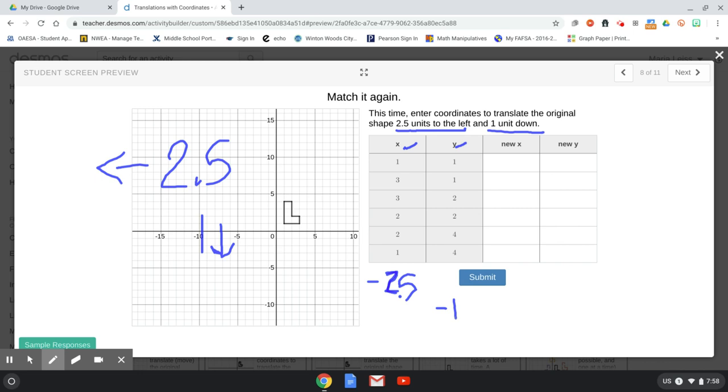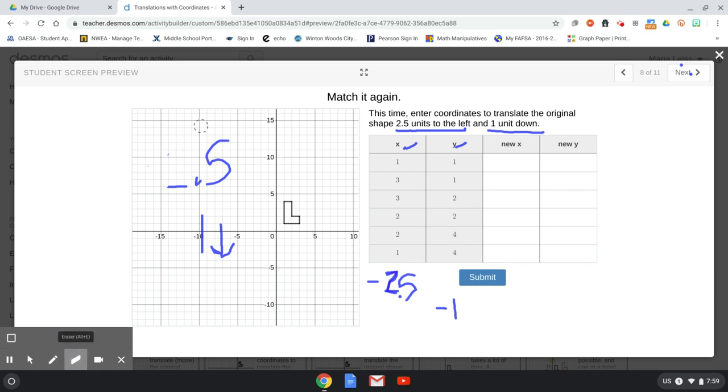I've already had 2 people turn in an answer, and most of these are wrong because they subtracted 1 minus 2.5, or they subtracted 2 minus 2.5, and they got 0.5. That's not correct. So make sure that you subtract each x minus 2.5, each y minus 1, put those answers in, hit submit, take a screenshot of this page.